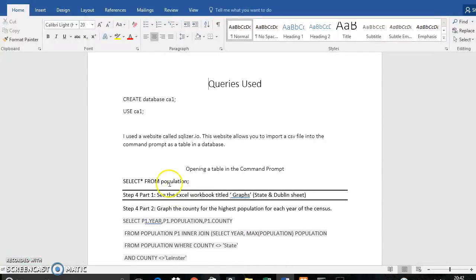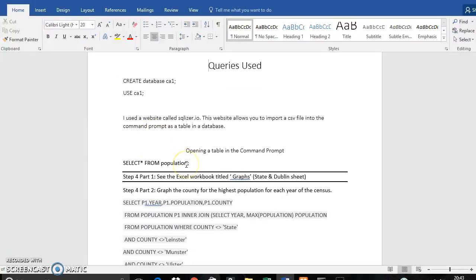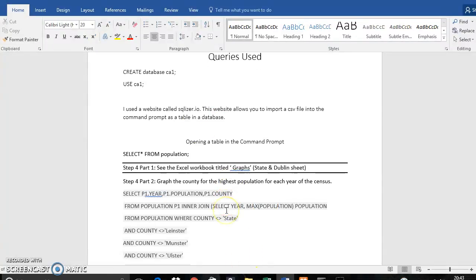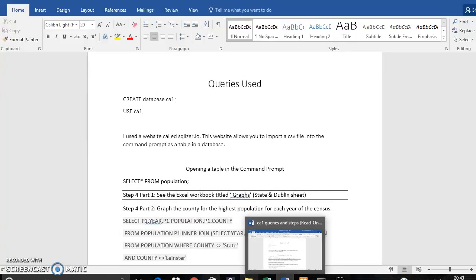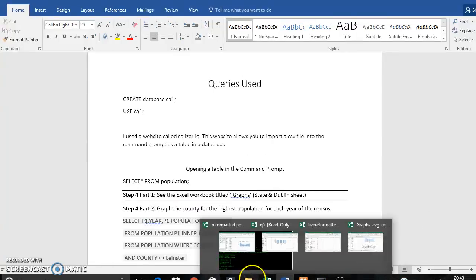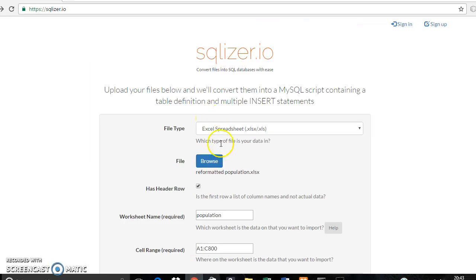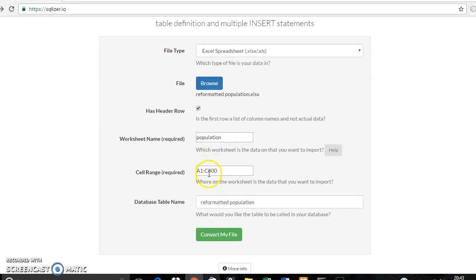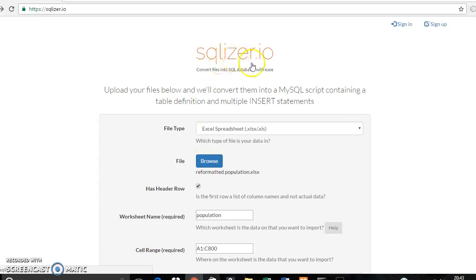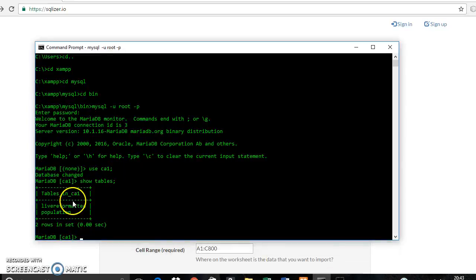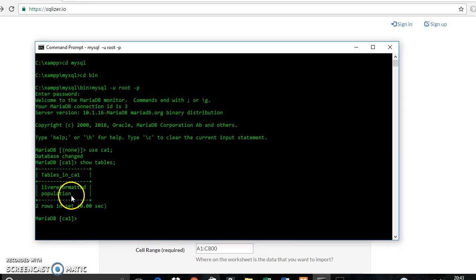Anyway, now the first question of the assignment was to graph the population of Ireland for each year of the census. So I took the information. I used a website to put the population table into the command window, SQLizer.io, I think it's called, and you use it in here. And as you can see, the population table is in there because of this website.